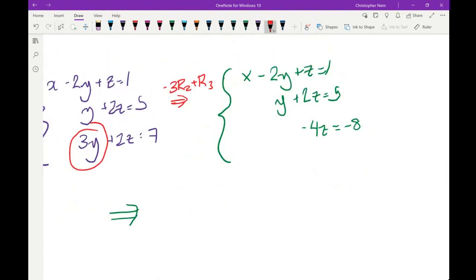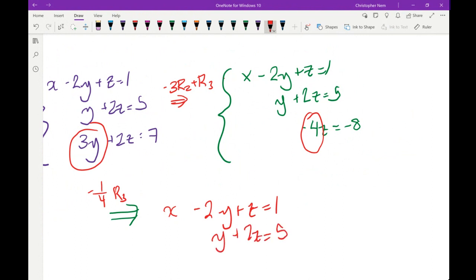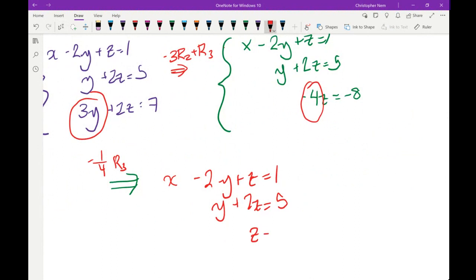So my third equation almost looks good, but I need to get rid of this negative 4. And I need to get rid of it by scaling it downwards. I do not want to delete the z. I like it where it's at, so I'm not going to add with any equation. I'm just going to scale it down. So in particular I do negative 1 over 4 of row 3. Now I have x minus 2y plus z equals 1. Then I have y plus 2z equals 5. And then I have z is equal to 2. Boom. So we're looking good now.